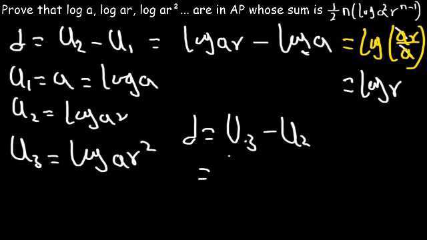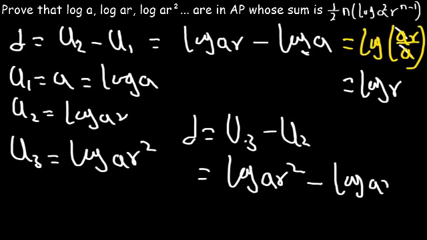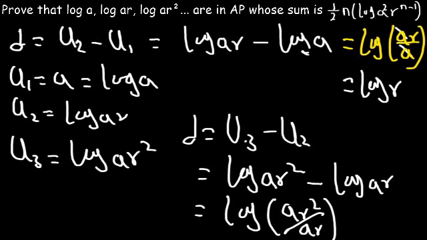So this is log of ar squared minus log of ar. Just like before, this becomes log of ar squared divided by ar.